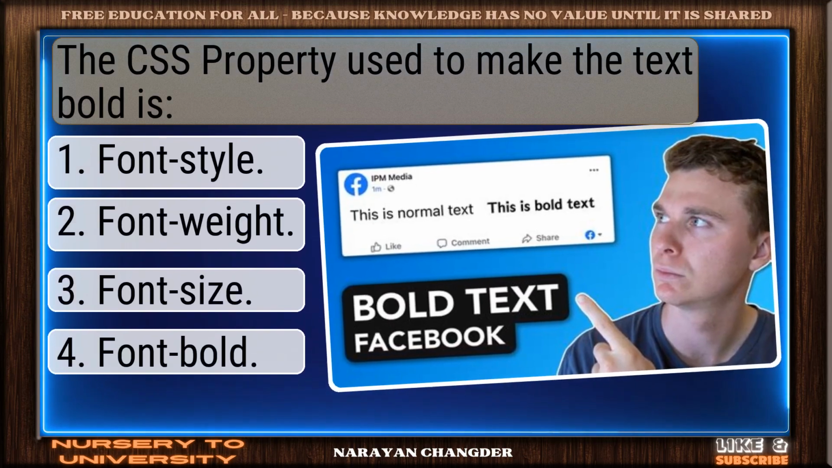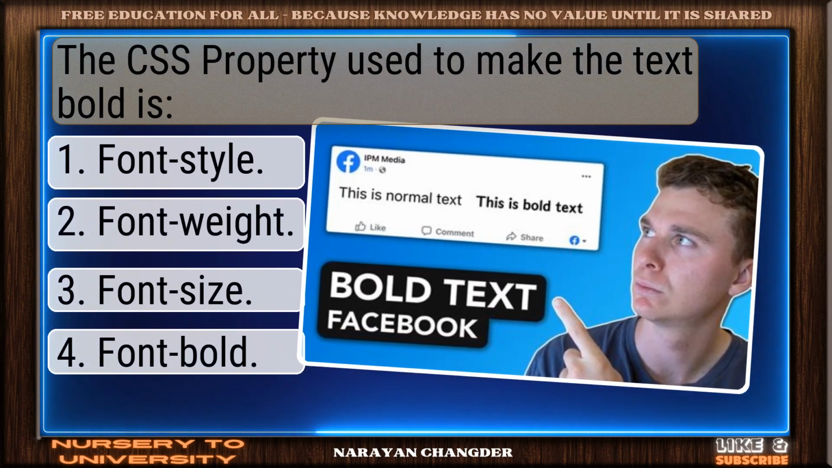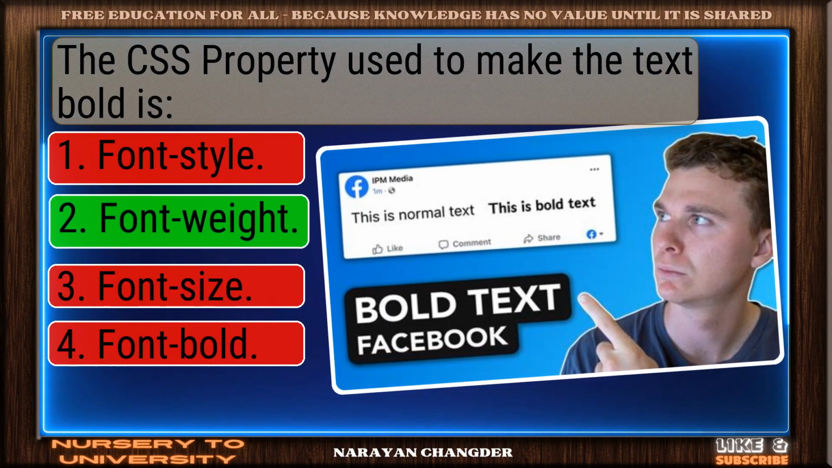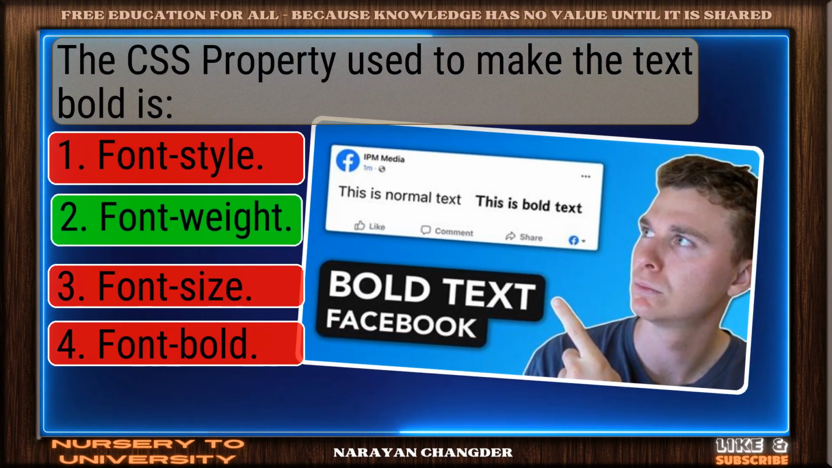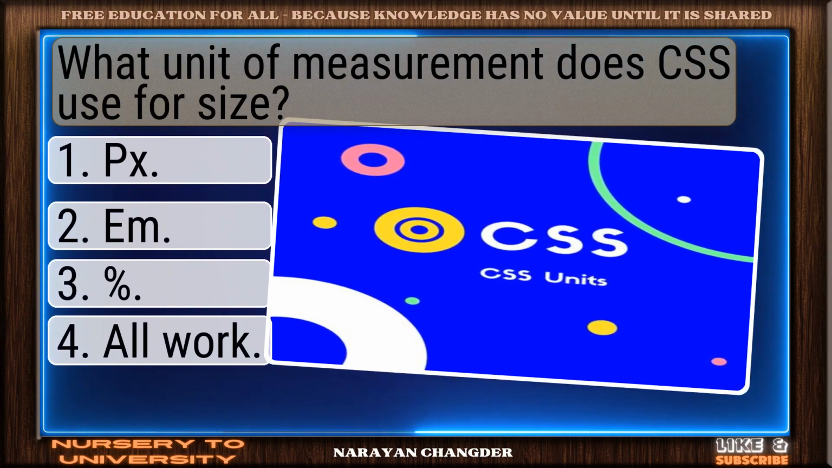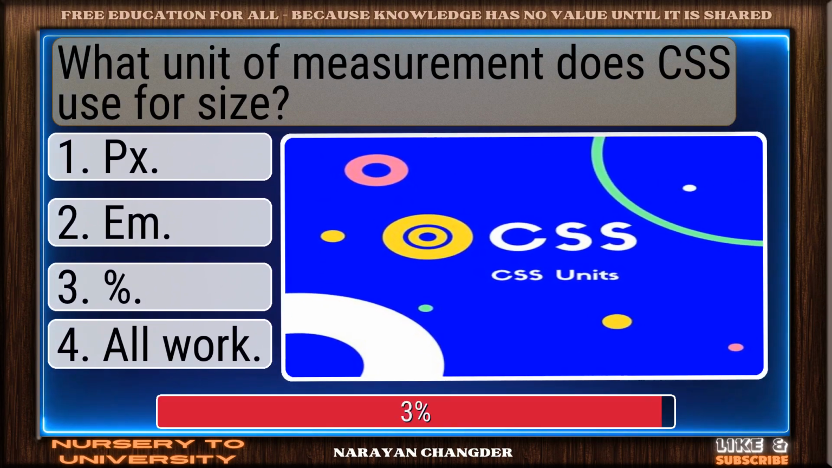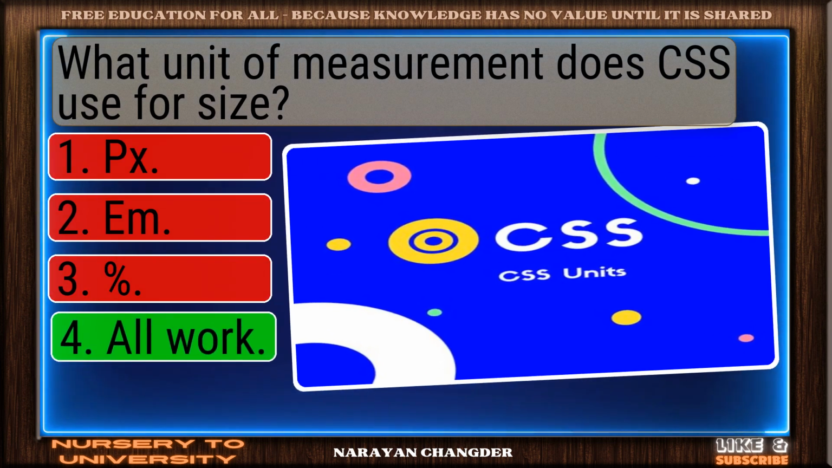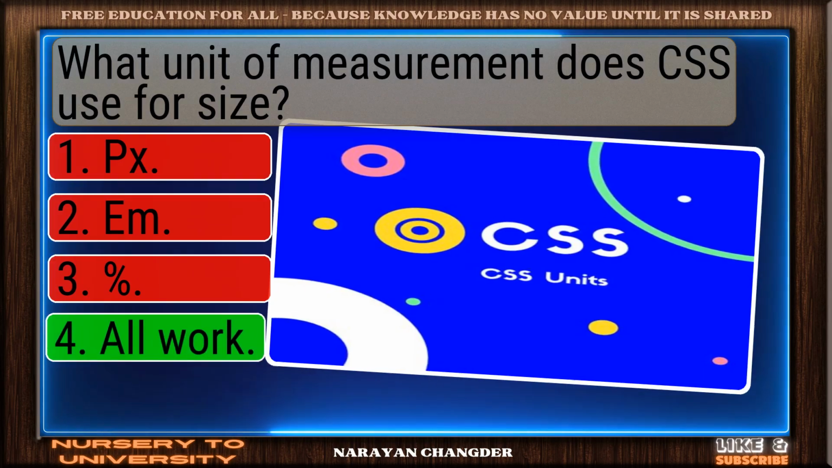Question number 7. The CSS property used to make the text bold is? Exactly. Font weight makes sense, and it is the right choice. Question number 8. What unit of measurement does CSS use for size? Nice work. You chose all of them, and it is correct.